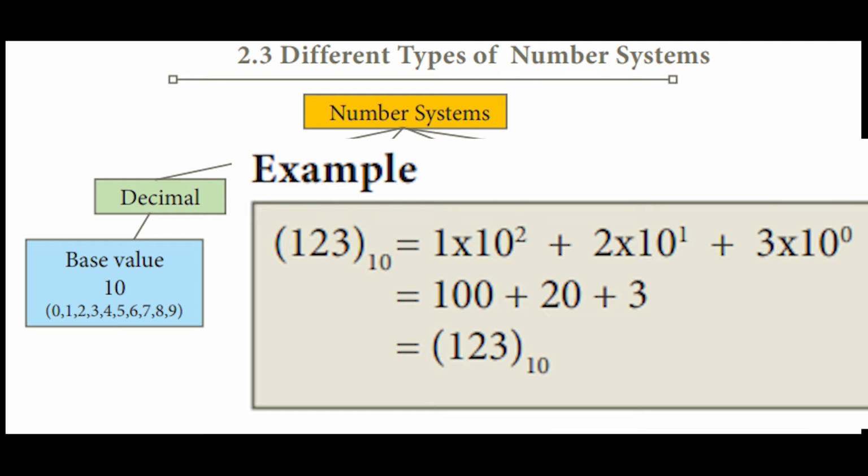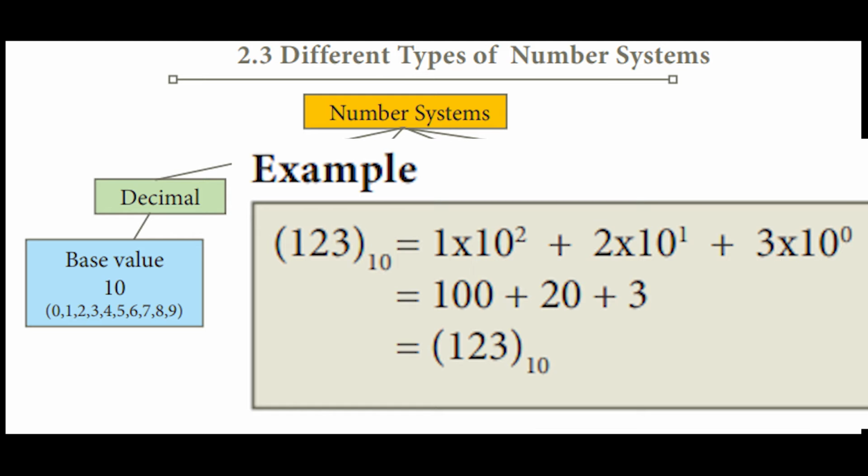Right? So here, first one is 10 power 2, that is 100. Then next one is 2 into 10 power 1, that is 20. Then 3 into 10 power 0, that is 3. Right? So 100 plus 20 plus 3 is 123. Like this, we can expand this value. The same way we can do this for binary, octal and hexadecimal also.